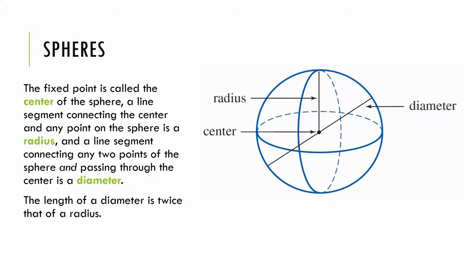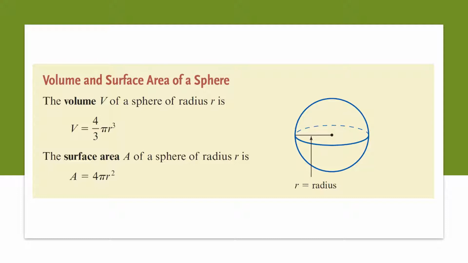The line segment connecting any 2 points of the sphere and passing through the center is the diameter. And we already know that the length of the diameter is twice that of the radius. Another way of saying this is that the radius is half of the diameter. Here are the two formulas for the volume and the surface area of a sphere. The volume V of a sphere of radius r is volume equals 4/3 times pi times r cubed. The surface area of a sphere of radius r is 4 pi r squared.